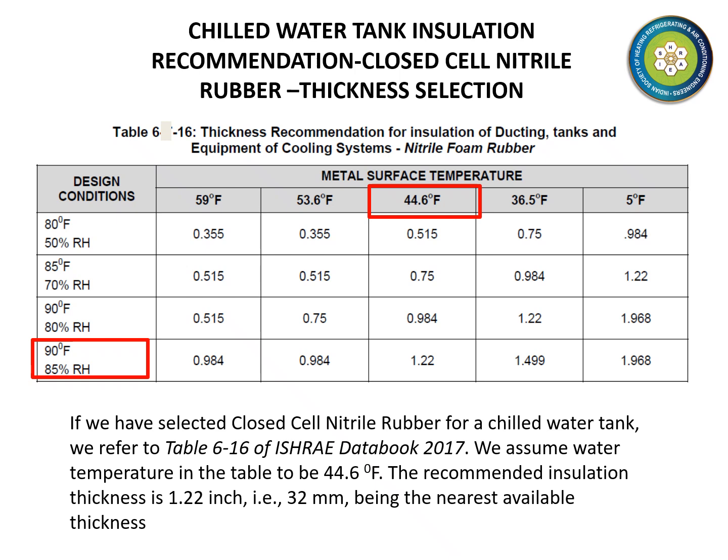Finally, if we have selected closed cell nitrile rubber to insulate a chilled water tank, not a pipe as in the previous slide, we refer to table 616 of ISHRAE data book 2017 in order to know the recommended insulation thickness.